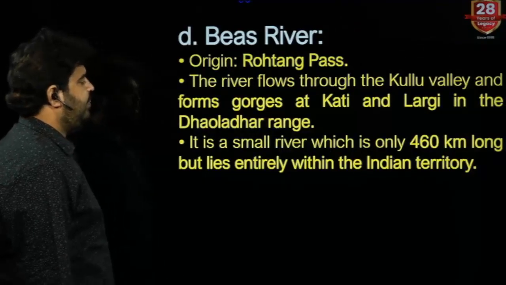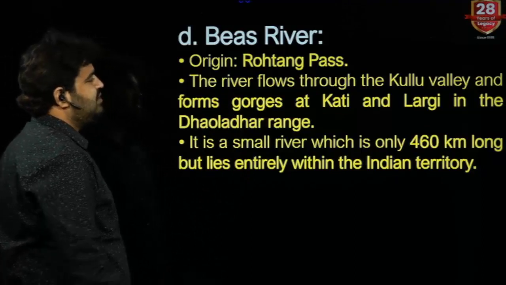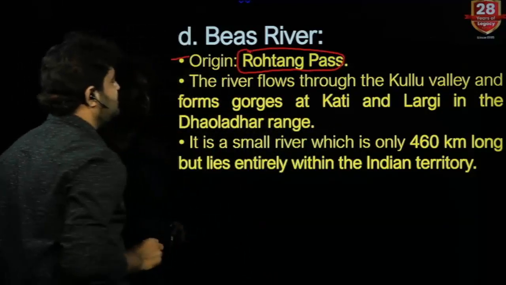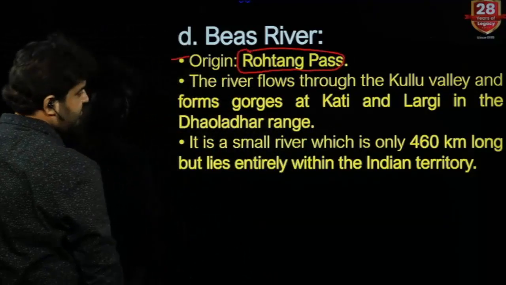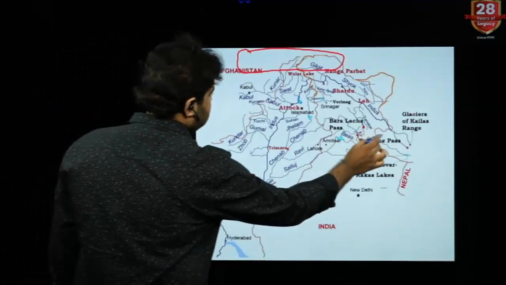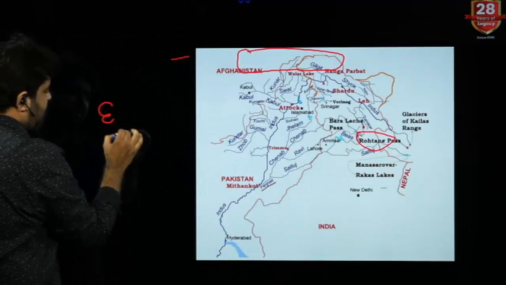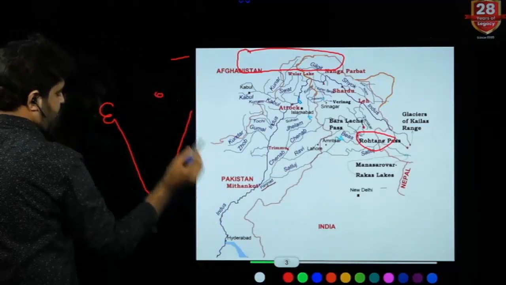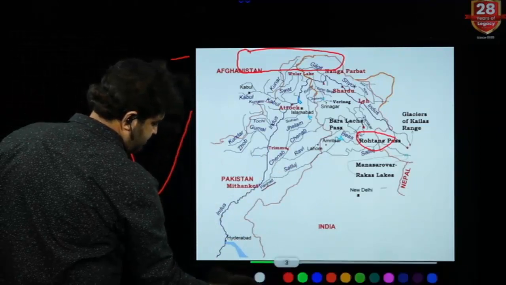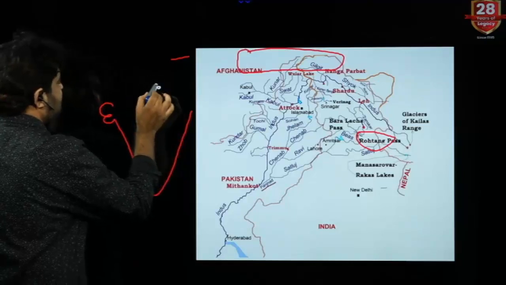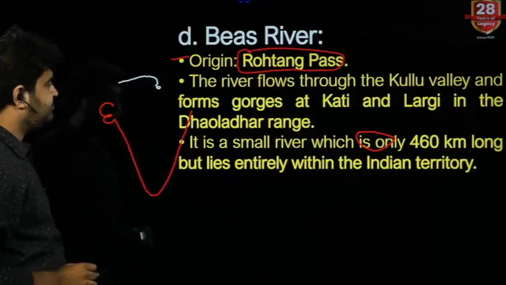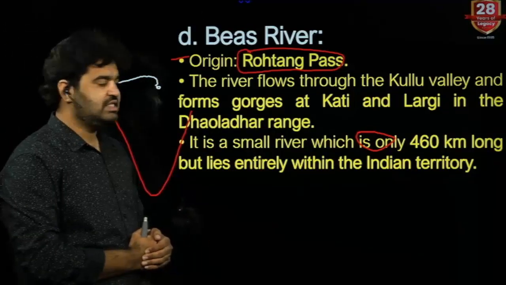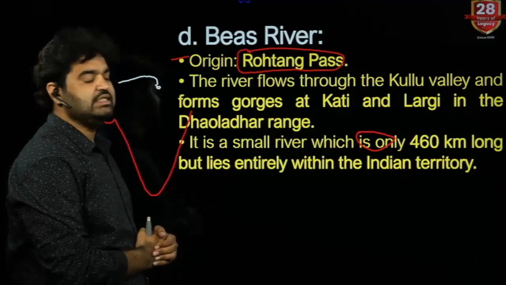Next, Bias river. Bias, same Rohtang Pass. The river flows through Kulu Valley. So just origin is important for us. Where this river starts, Rohtang Pass. Say for example, if we see the image, imagine this is a map of India. So here we have Rohtang Pass. From here it flows like this. So Bias river, Rohtang Pass. And it is a small river which is only 460 kilometers long. It entirely lies in the Indian territory.